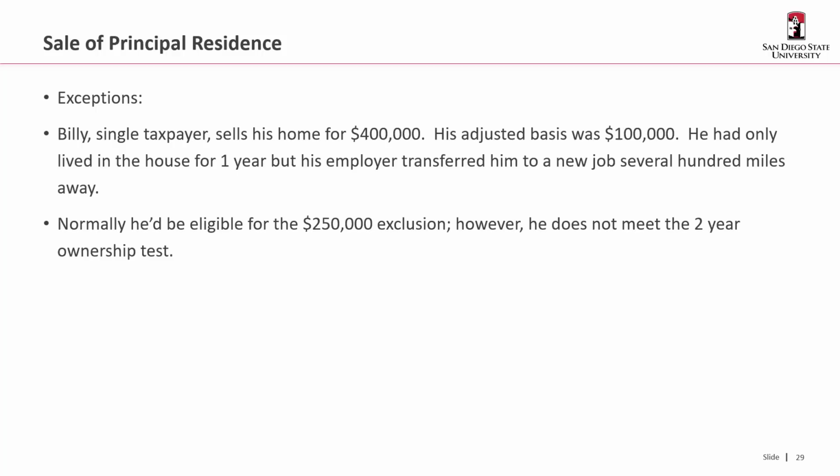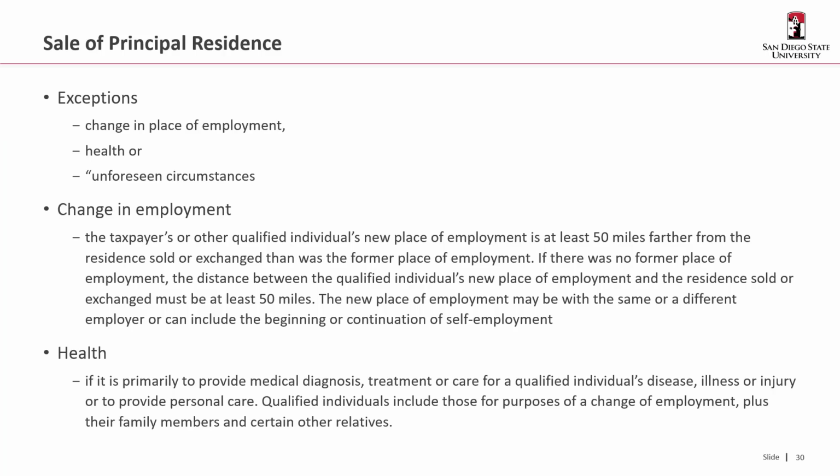So there are exceptions. Let's say Billy is a single taxpayer. He sells his home for $400,000. His basis is $100,000, but he had only lived in the house for a year. And then his employer transferred him to a new job, so it really wasn't his fault. Normally, he would have been eligible for the $250,000 exclusion, but he doesn't meet the 2-year ownership or use test. So that's okay. There are exceptions made available for guys just like that. Exceptions related to a change in place of employment, health, or unforeseen circumstances.